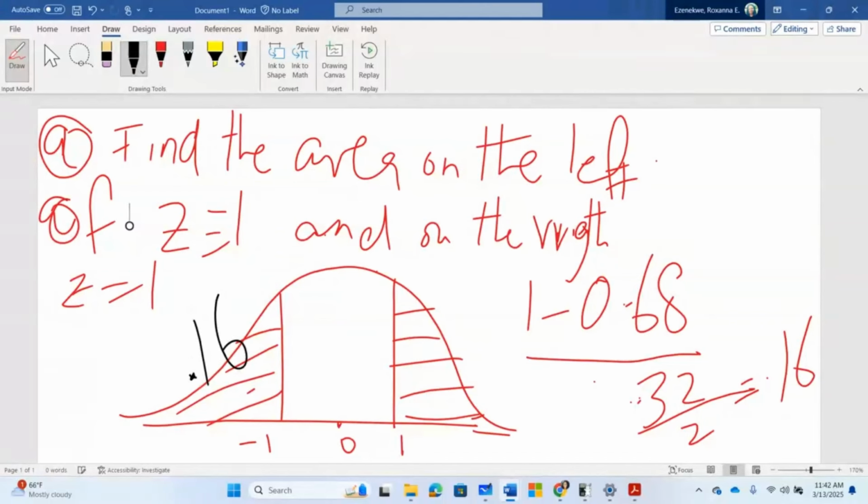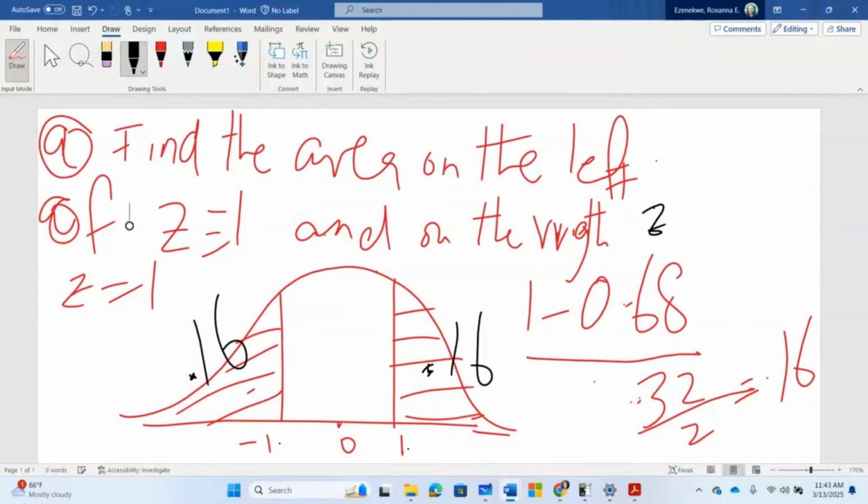So there are so many ways we can do it. We don't want to do it the long way. The long way is using a calculator. We can do this the short way. So this is the short way. And by the way, the normal curve is symmetrical. Therefore, the absolute value of -1 is 1, and the absolute value of 1 is 1. So since the normal curve is symmetrical, area to the left of -1 is equal to area to the right of 1.